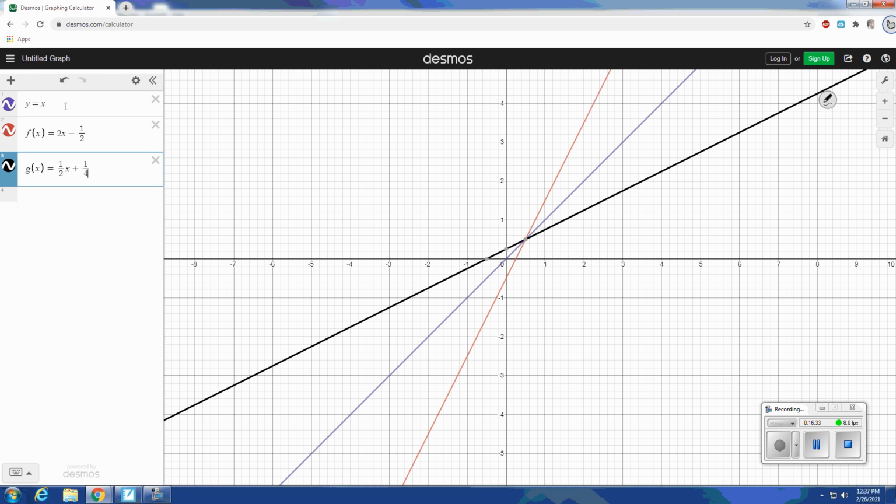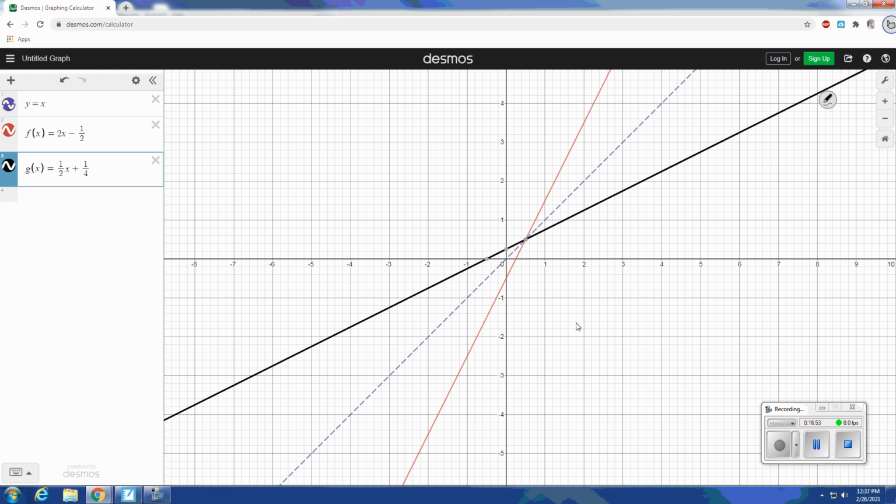And you can see that our line of reflection, we can even make it dotted if we like, but you can see that that black g of x function is in fact a reflection of the red f of x function that we started with. That is a clean reflection over that identity function y equals x.